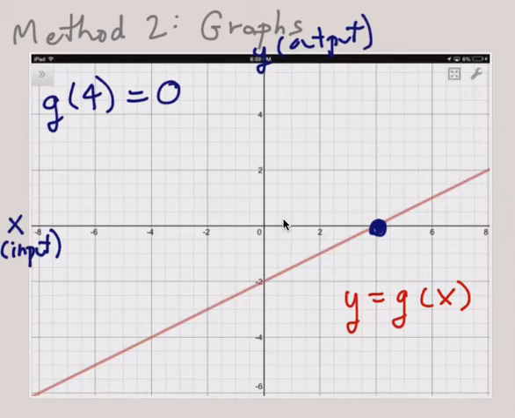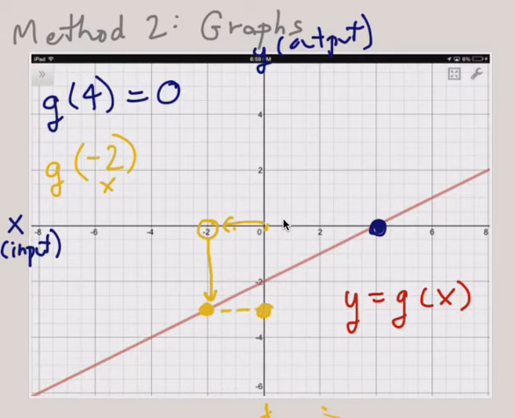If I want to find a different example, I might be looking at what is g of negative 2. That is my x value. So I go back and I see that negative 2 is right there for the x values, because I go from here back 2. Then I go down to see where it intersects my function. That's right there, and its y value is right here, and that is negative 3. So that means g of negative 2 is equal to negative 3.